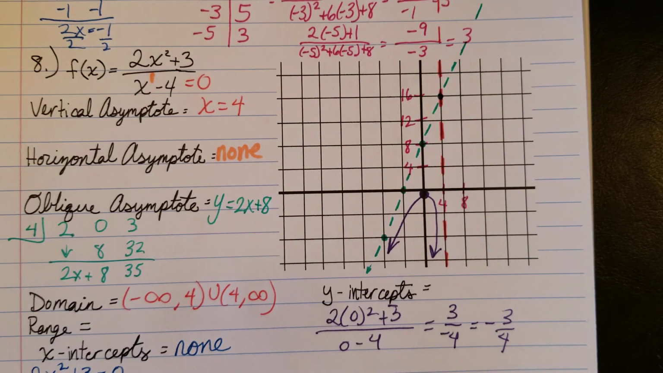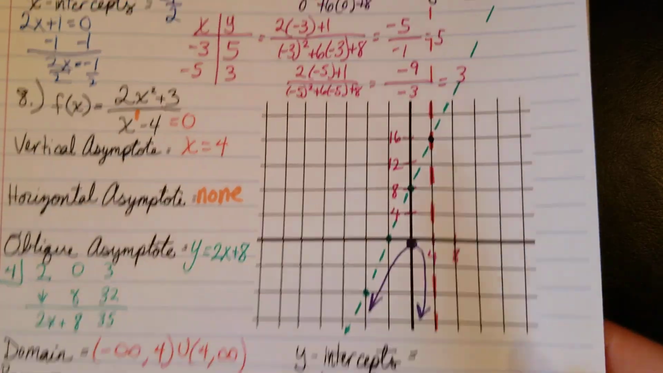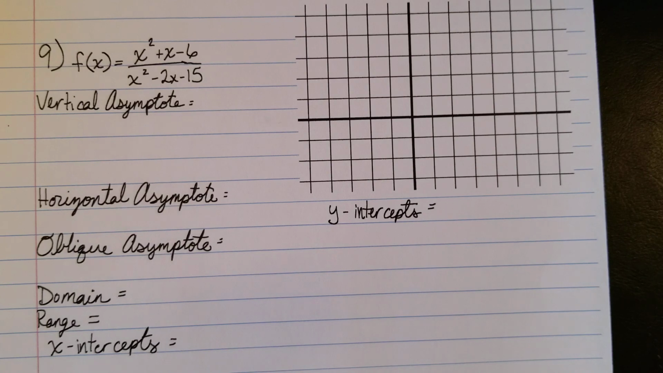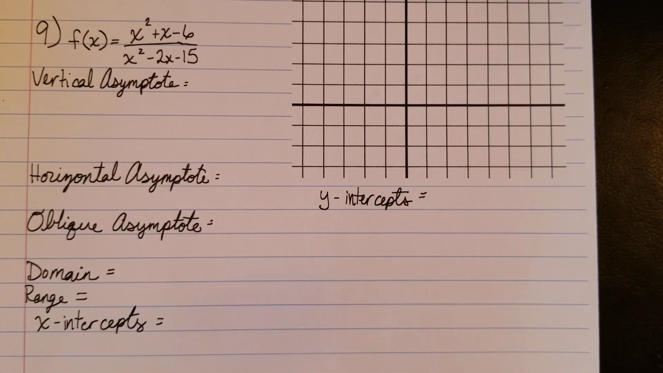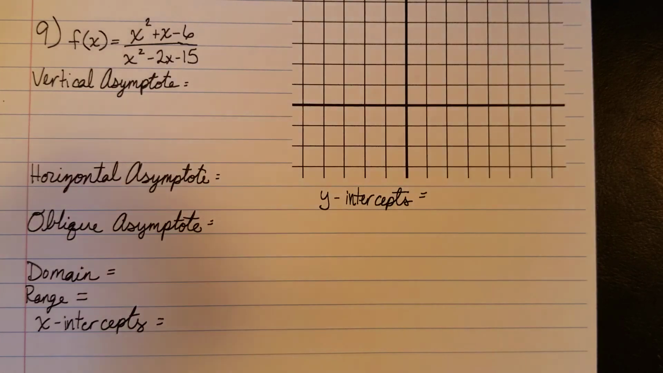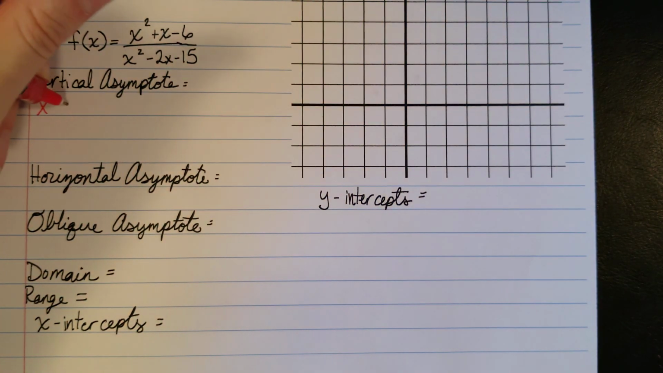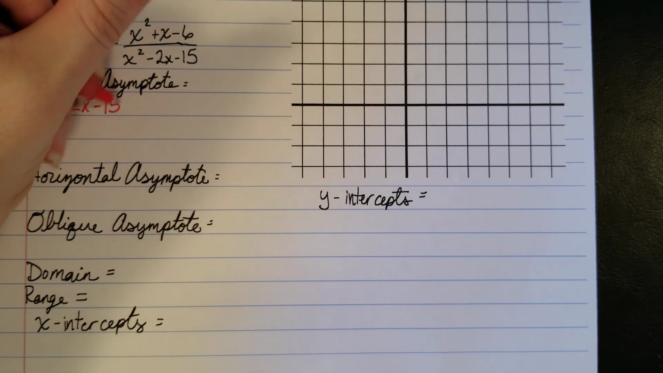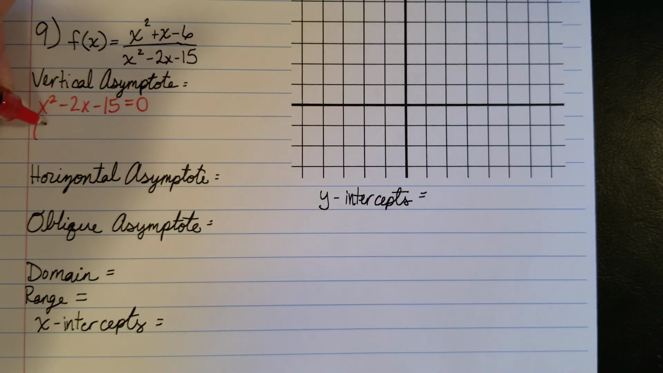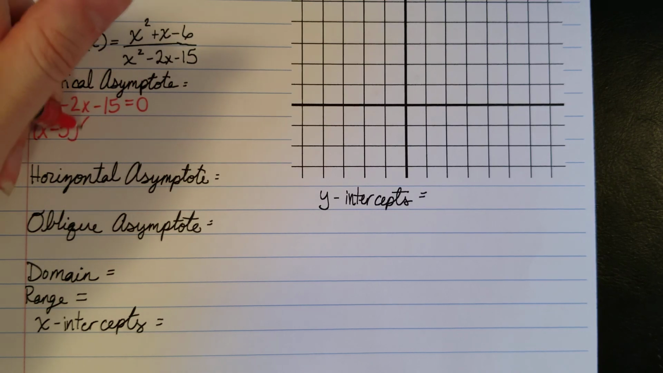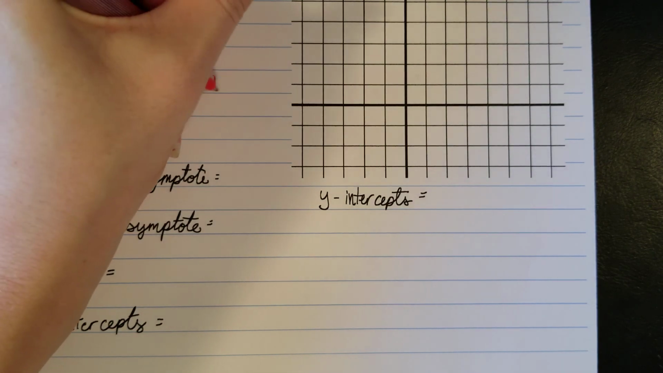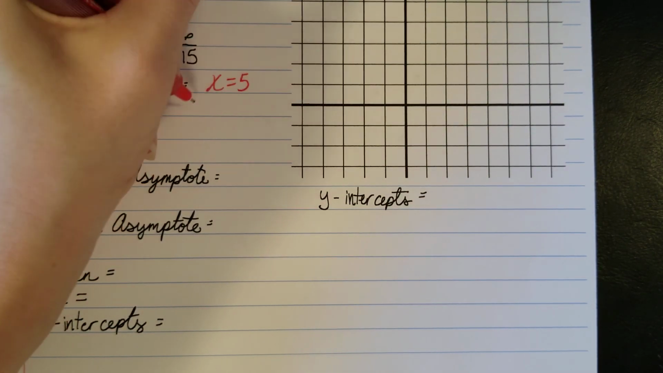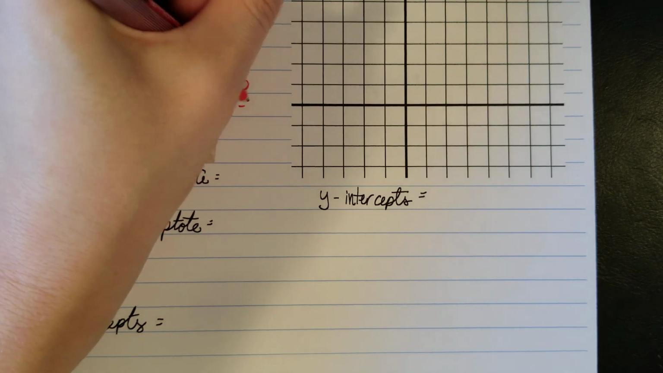Alrighty. One more problem in this section. Number 9. Alright. So to find the vertical asymptote, set the denominator equal to 0. X squared minus 2x minus 15 equals 0. We can factor that. That would be x minus 5 times x plus 3 equals 0. So for your vertical asymptote, you would have x equals 5 and x equals negative 3.